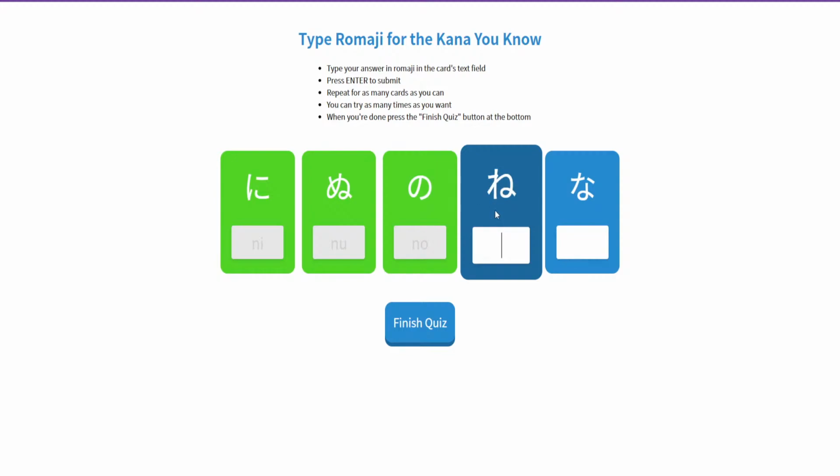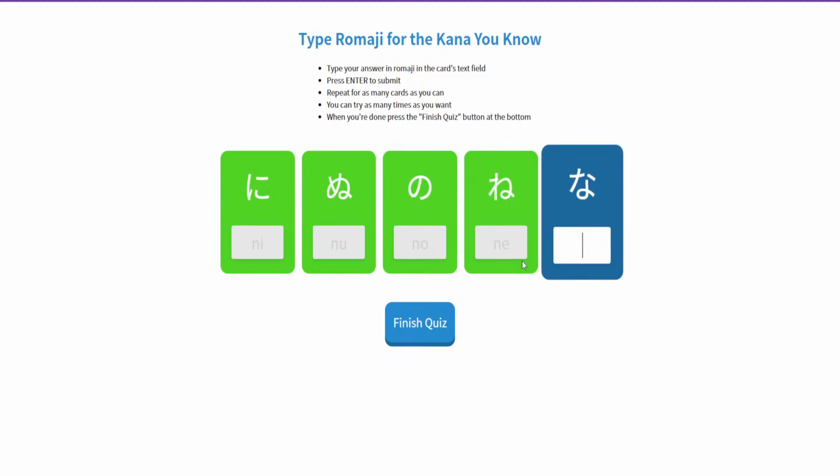Alright, next up we have the kana that looks like a cat. And we all know Mr. Kinma. Neko. Ne. Good job. And then finally, we have a naughty nun. Who knows what she did to pray for forgiveness? What is this kana? That's right. Na. Easy peasy.